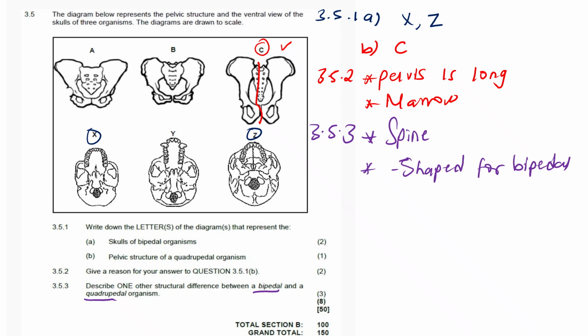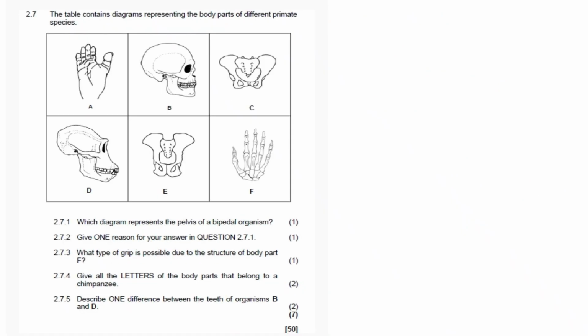If we take a look at bipedal, I said it is X and Z, so it is S-shaped. But for quadrupedal, the spine is C-shaped. Their spine is C-shaped. Good. The next question.